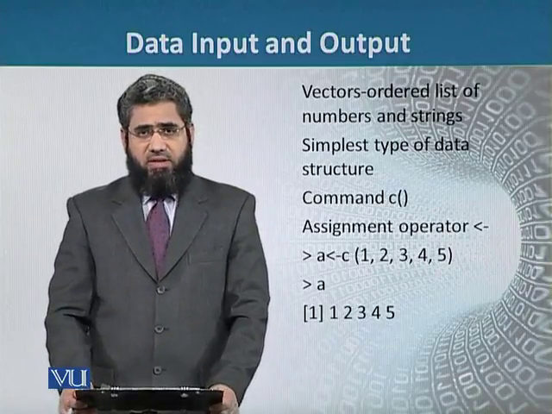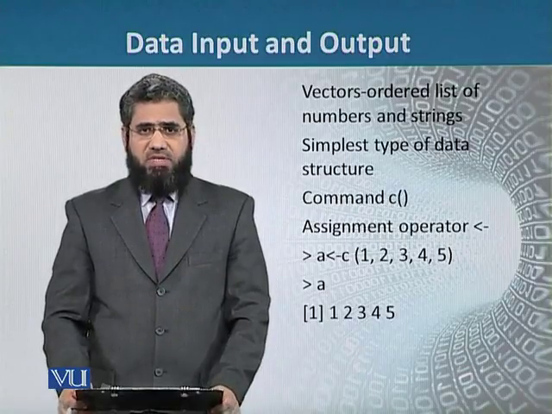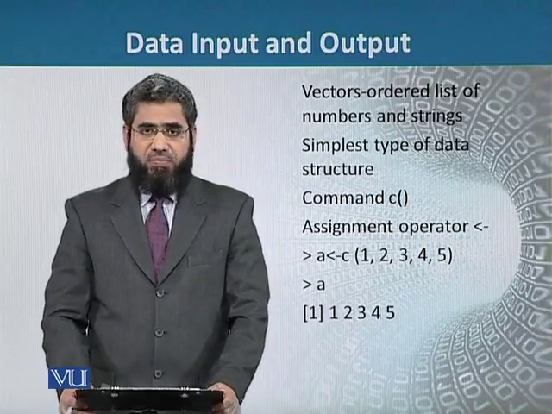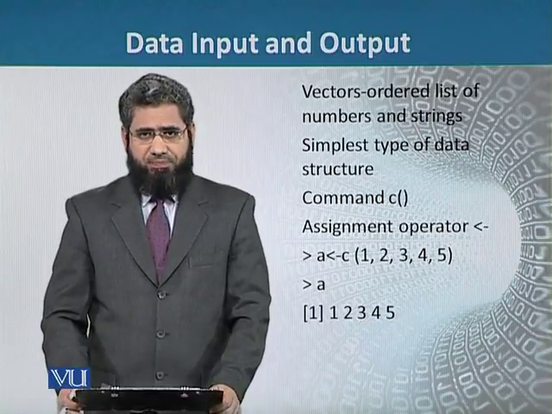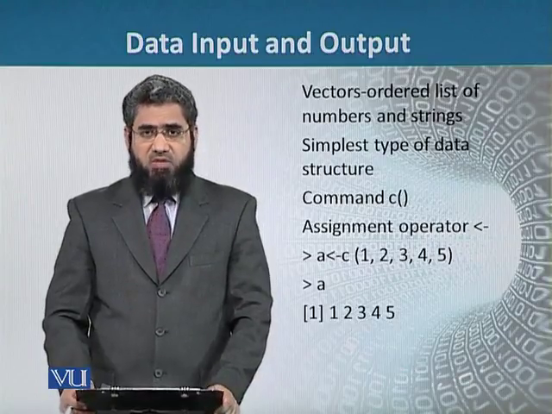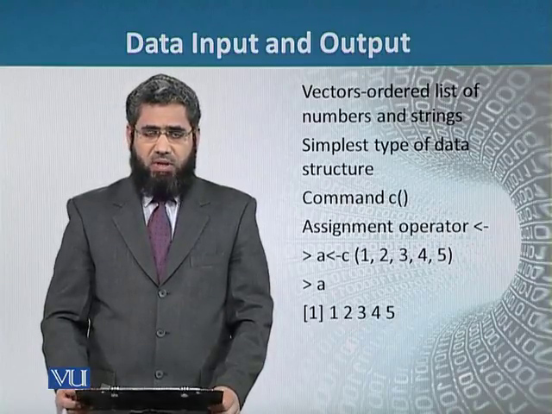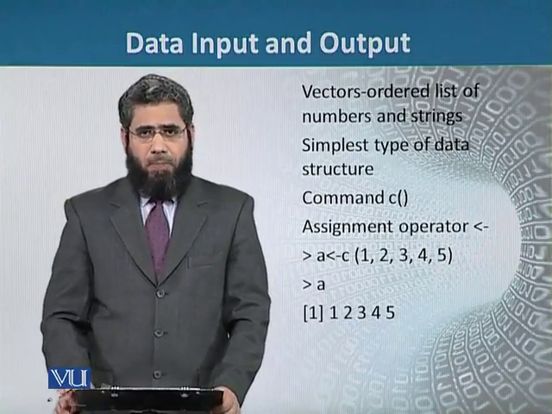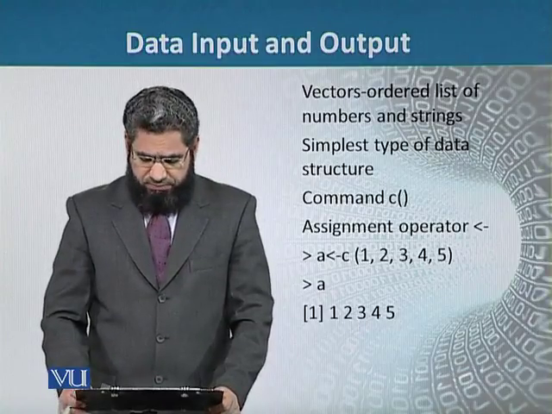Second is vectors, and we know that vectors are ordered lists of numbers and strings. The simplest type of data set present in the R program is the vector. Vectors can be created by using the command c and then parentheses, and between the parentheses we can write the numbers separated by commas.